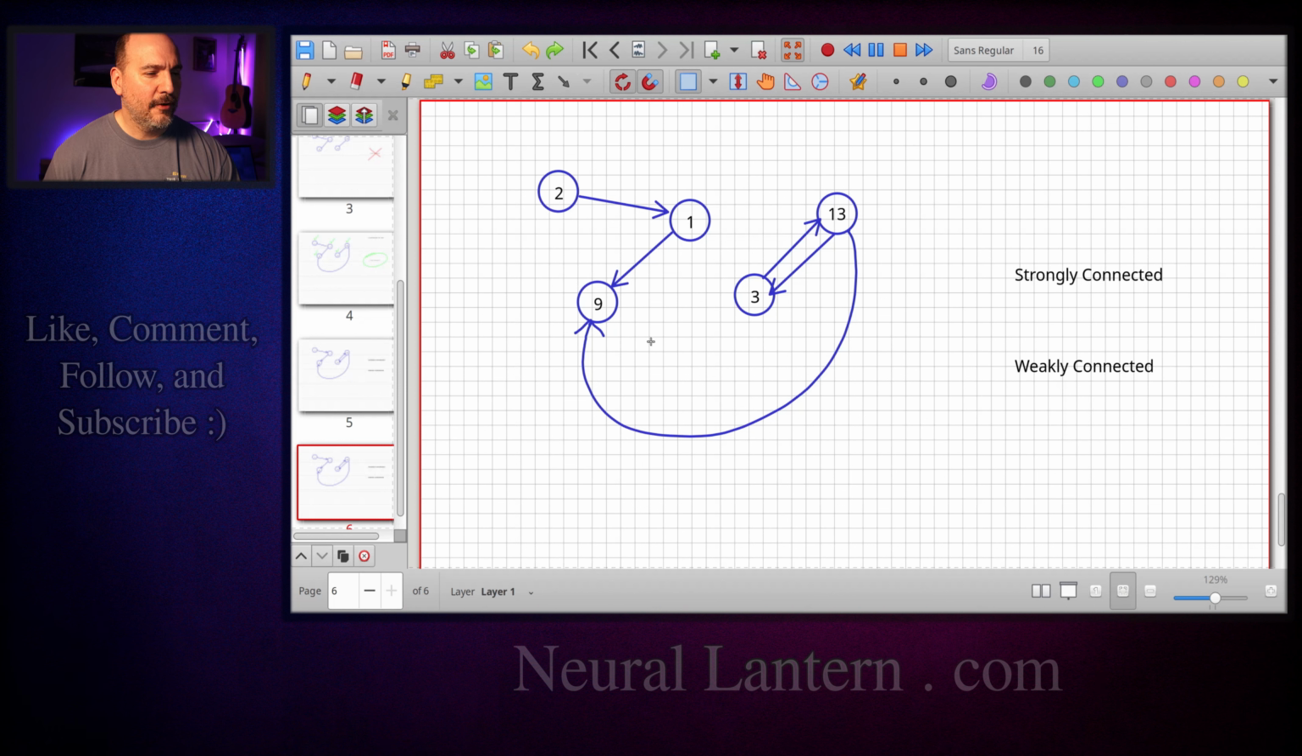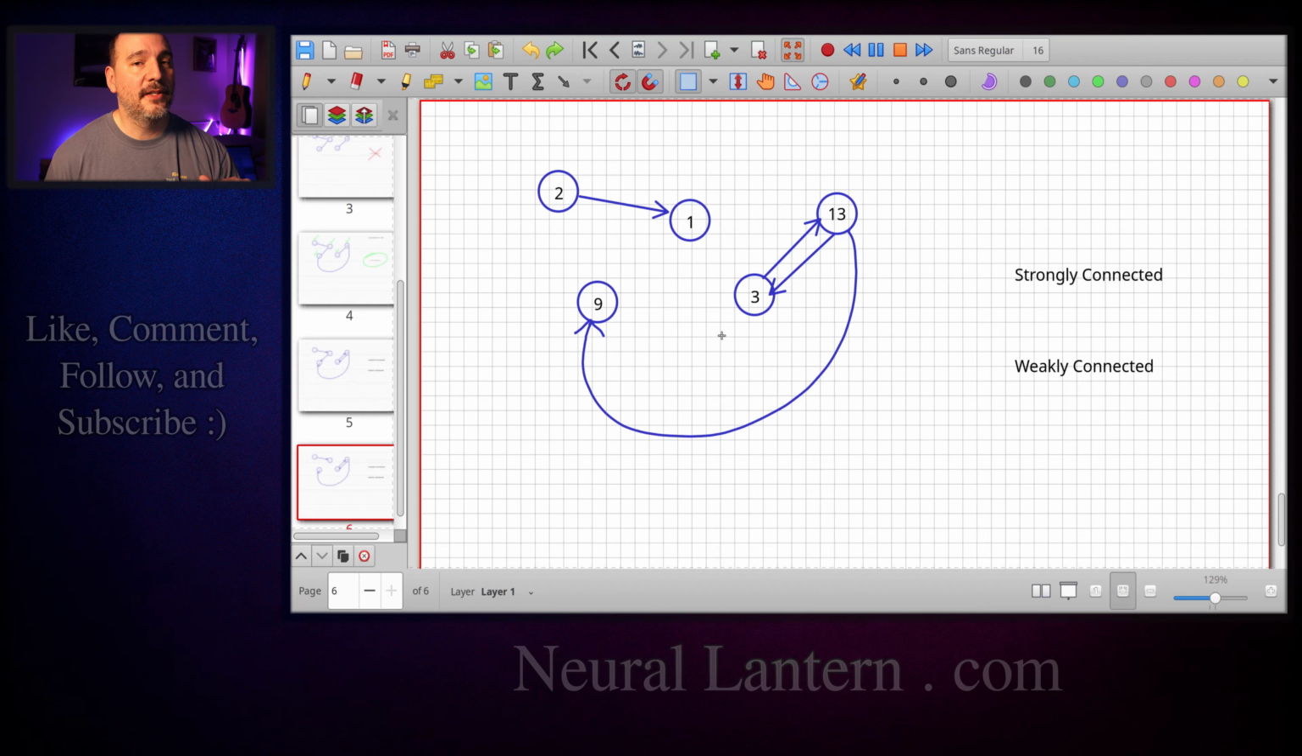Well, first, let me remove an edge real quick. I'll remove this edge right here. So now we have 2 subgraphs in this graph. You can tell for sure if this was an undirected graph, it would not be connected. But now that we're dealing with direction, we have to ask, is it strongly connected versus weakly?